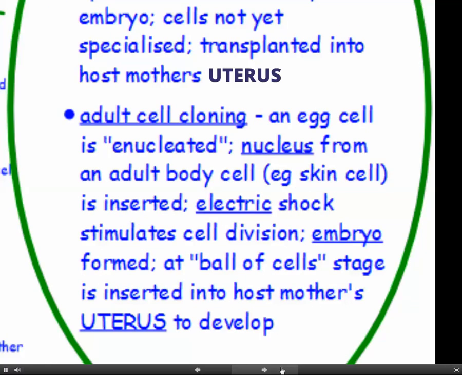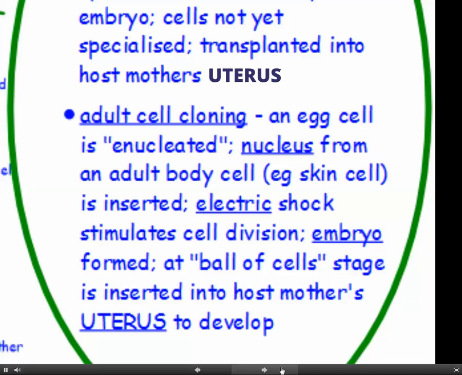The other method of cloning animals is adult cell cloning, or adult cell fusion, it's sometimes called. Now in this, we take an egg cell out of one animal and enucleate it, which means suck out and throw away the nucleus. We just want the empty egg cell. We can take a nucleus from an adult body cell from another animal. For example, we'll take a skin cell and we'll remove the nucleus, and it's the nucleus from this adult skin cell that we want. The nucleus is inserted into the empty egg cell.